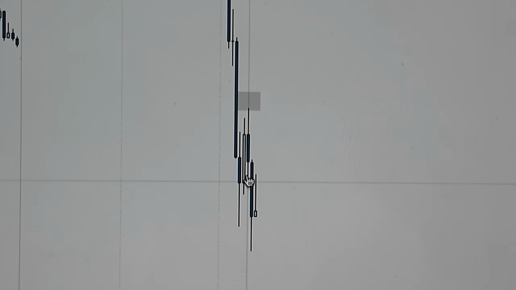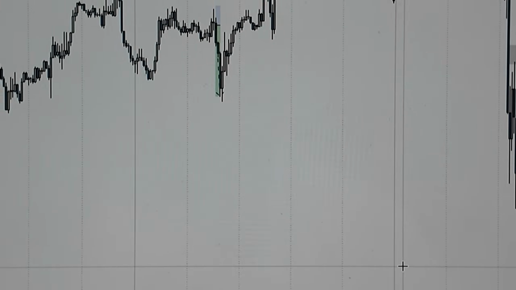Basically, it's confirmed. And as you can see, the market kept on moving to the downside, and I still believe that the market is going to continue moving to the downside. We just retested the order block. I do expect further downside. So now the question remains, am I going to trade or not?